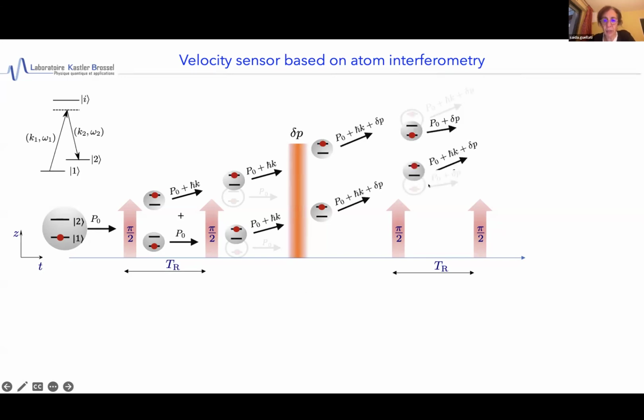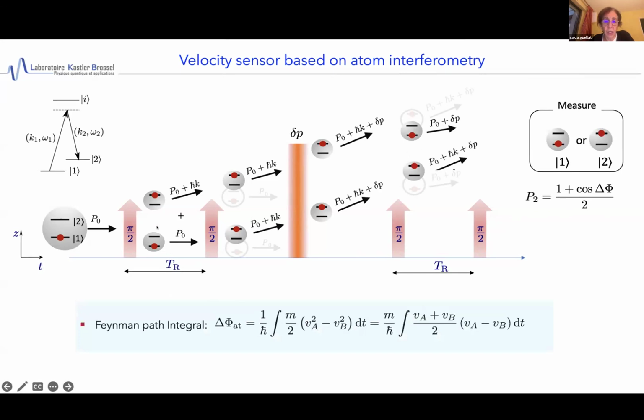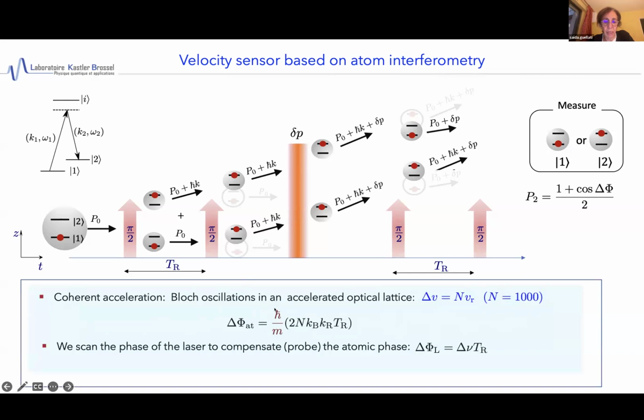And then we close our interferometer by 2 pairs of π/2 pulses. And finally, the probability to find the atom in state 1 or 2, for example 2, depends on the phase shift between the two arms of the interferometer. And we can calculate this phase shift using the Feynman path integral, and it depends on the mean velocity of the atom times the separation between the two arms. More precisely, this phase shift is given by h bar over m times the number of recoils, the wave vector of the Raman beam and Bloch beam, times this Ramsey time.